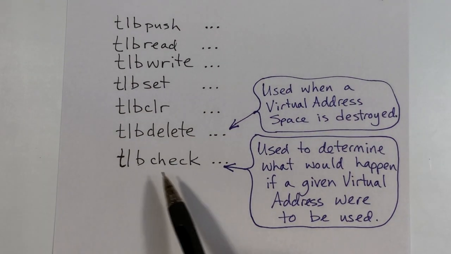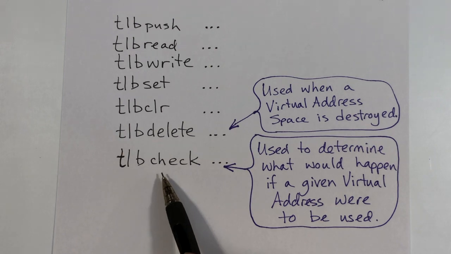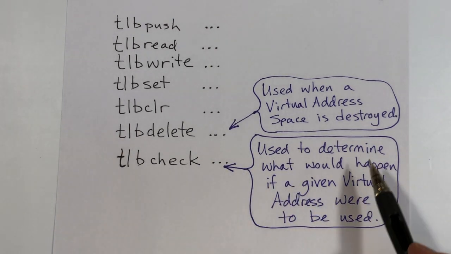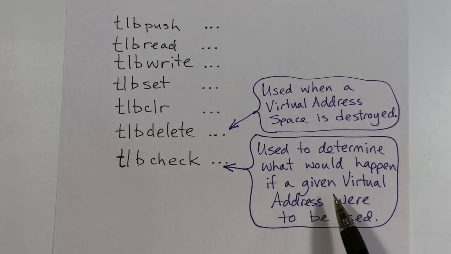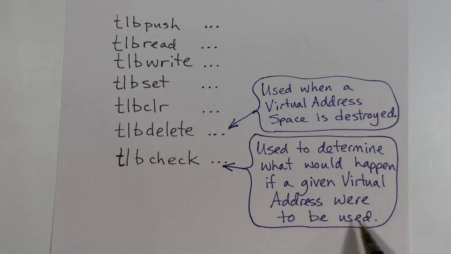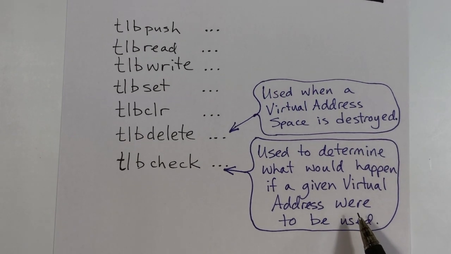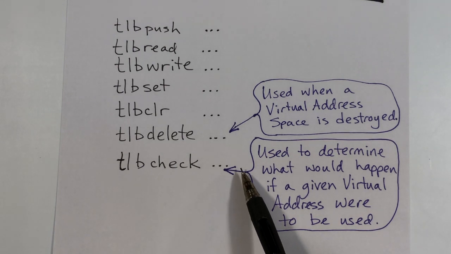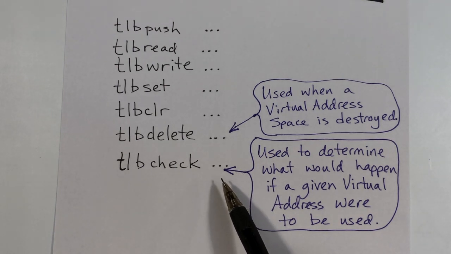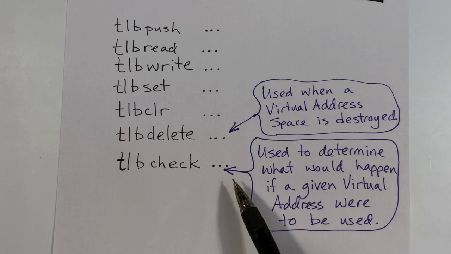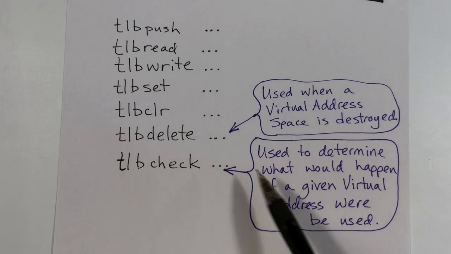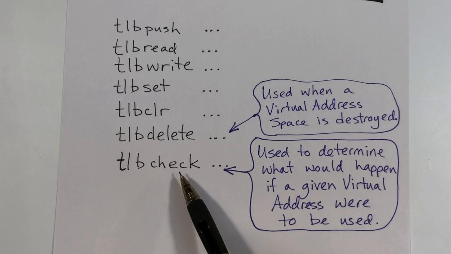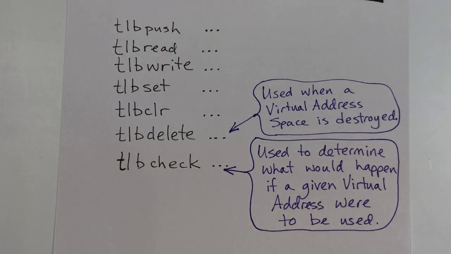And finally, there's an instruction called TLB check, which is used to determine what would happen if a given virtual address were to be used. Sometimes the operating system wants to go to the virtual address space and get a byte from the user's memory, and the operating system would like to check and make sure that there's not going to be a fault before that. So the TLB check instruction is provided for that use.